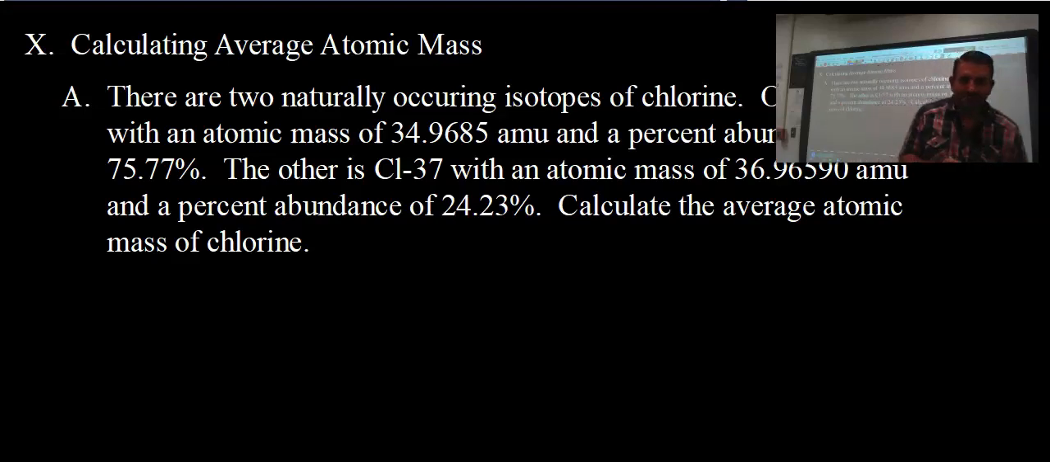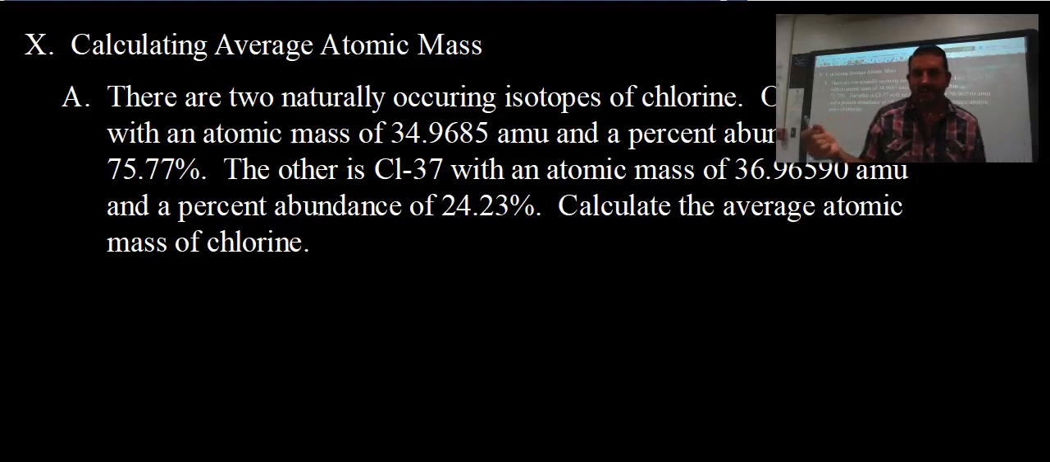Here's an example. There are 2 naturally occurring isotopes of chlorine. One is chlorine-35 with an atomic mass of 34.9685 AMU and a percent abundance of 75.77%, meaning in any sample of chlorine, about 76% of them will have a mass of about 35. The other isotope is chlorine-37 with an atomic mass of 36.965980 AMU and a percent abundance of 24.23%, meaning in any sample of chlorine, about 24% have a mass of about 37.